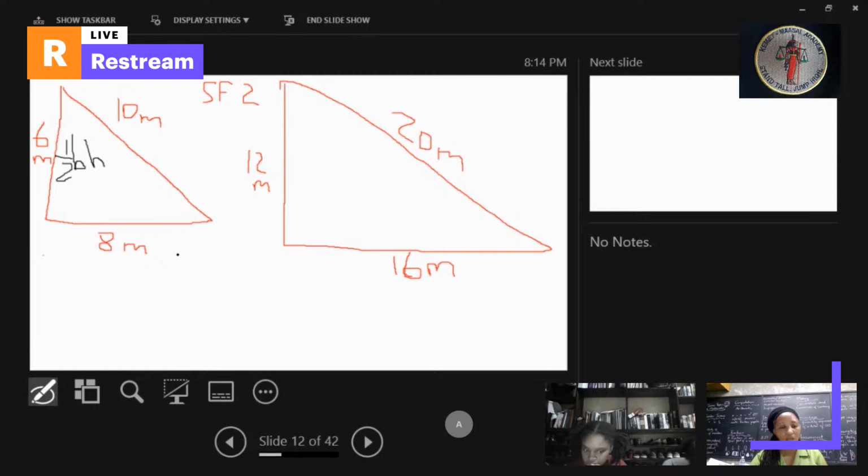Okay. So miss, the base is 8, and half of 8 is 4. And the height is what? Miss, the height is 6. Half of 8 times 6. How much is that? So miss, it would be 10.